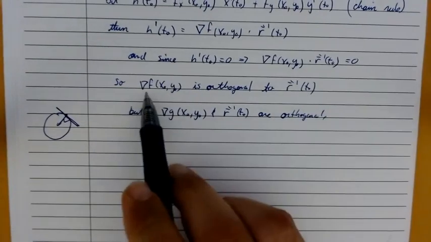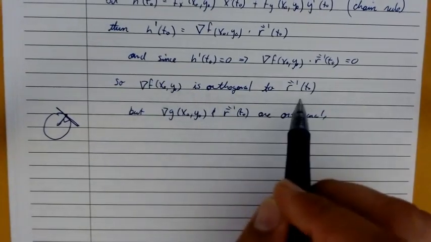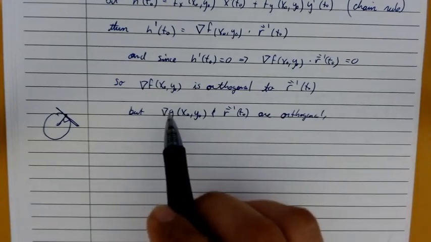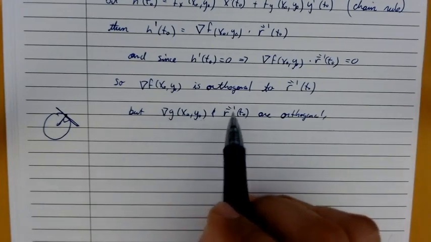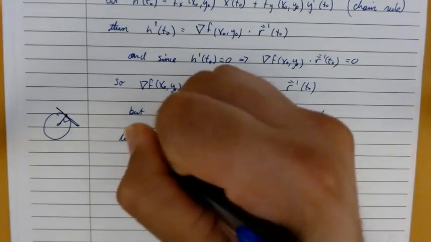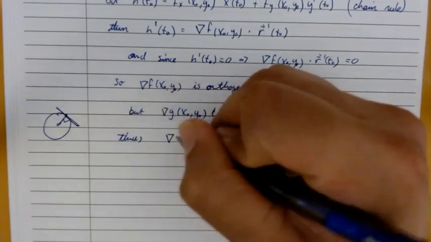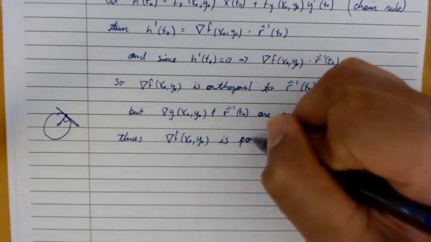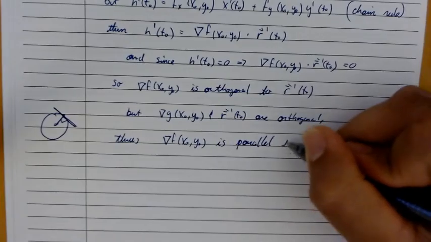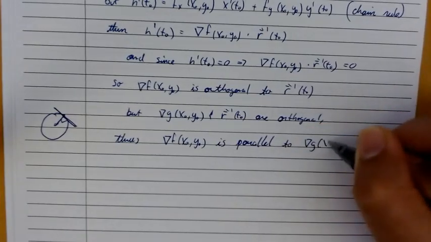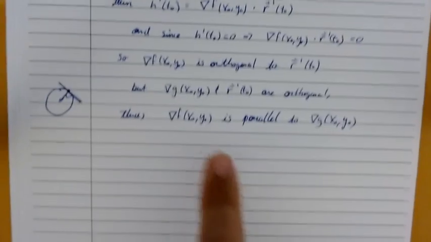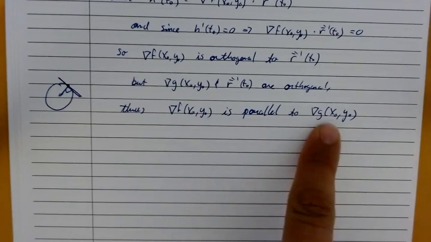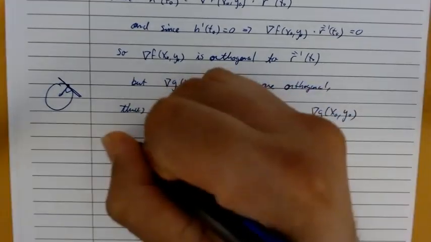Okay, so that means that del f is orthogonal to r prime at t naught. But we also have that del g is orthogonal to r prime at t naught. Thus, the gradient of f at x naught comma y naught is parallel to the gradient of g at x naught comma y naught. Oh, but by definition, what does it mean for two vectors to be parallel? Well, that means one's a scalar multiple of the other.